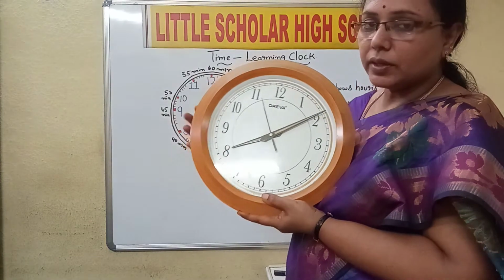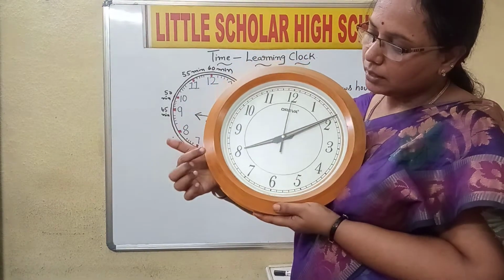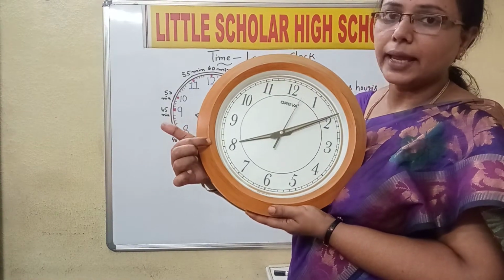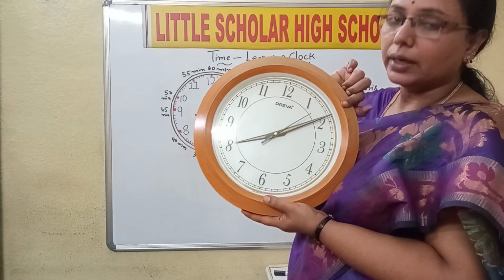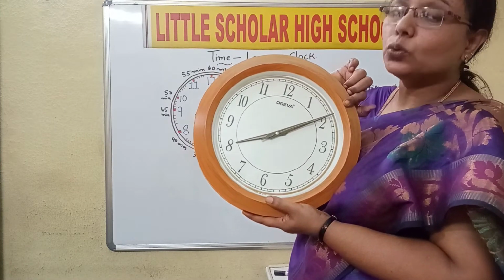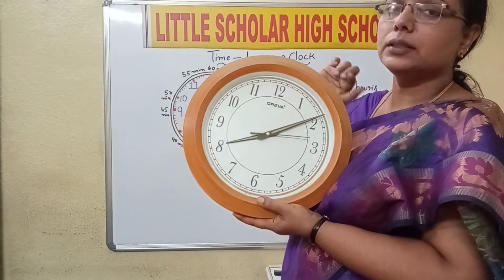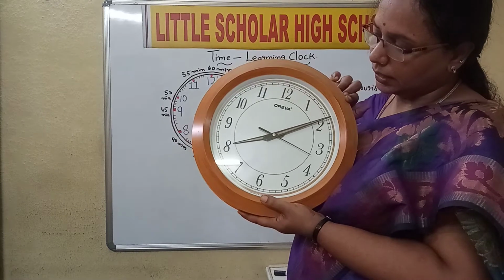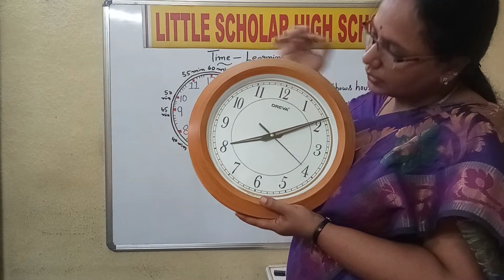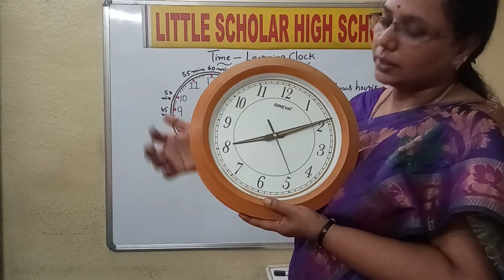Tell me this. Where is the small hand? The small hand is on 8. Where is the big hand? The big hand is on 2. That is 2, it means how many minutes? 10 minutes. So 8:10 we can say. What is the time now? It is 8:10, or 10 past 8.